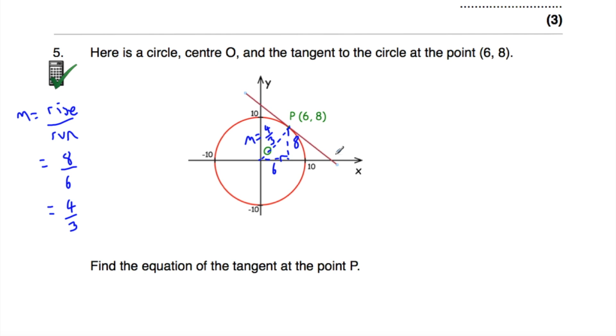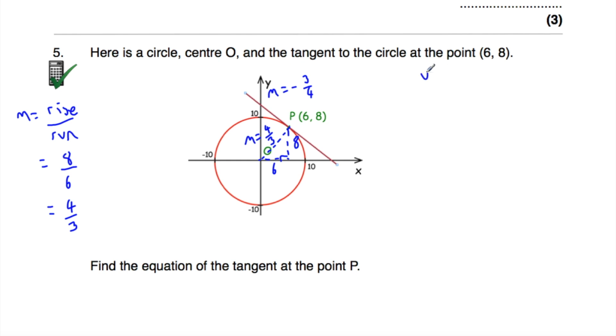So now we want to find the gradient of the tangent, so m. For the tangent, that's going to be the negative reciprocal. So the negative reciprocal of 4/3: well, it's positive, so let's make it negative, because remember, for the negative reciprocal we change that sign. And we had 4/3, so we're going to take the reciprocal of 4/3, which would be 3/4. So that means the gradient of the tangent will be negative 3/4. So that's fantastic. We now know the gradient of the tangent. We also know it passes through the point 6,8. So that means now we can find the equation of that tangent.